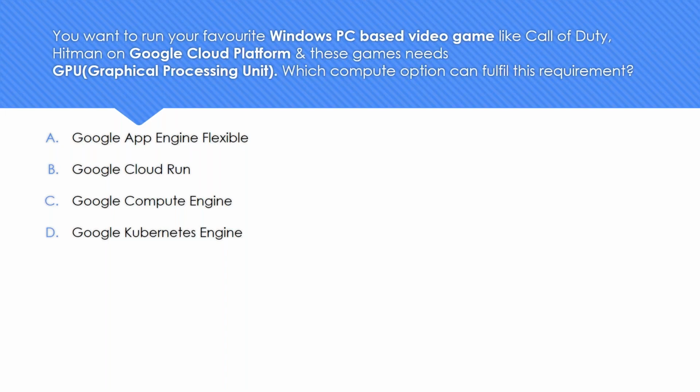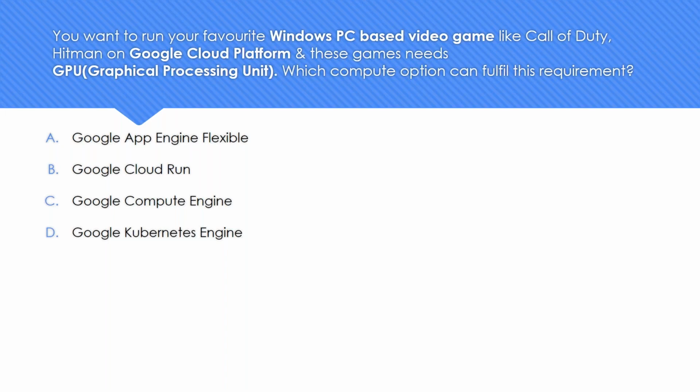Cloud Run, again, is container based, unless Call of Duty or Hitman games are containerized. I don't think any games are containerized, so it's not going to work. For that to run, you have to containerize it, and Cloud Run is also web focused, so it gets ruled out. There are two complications: you have to containerize it, and it's web focused, so it's not going to fulfill the requirement. Compute Engine is our fallback option.